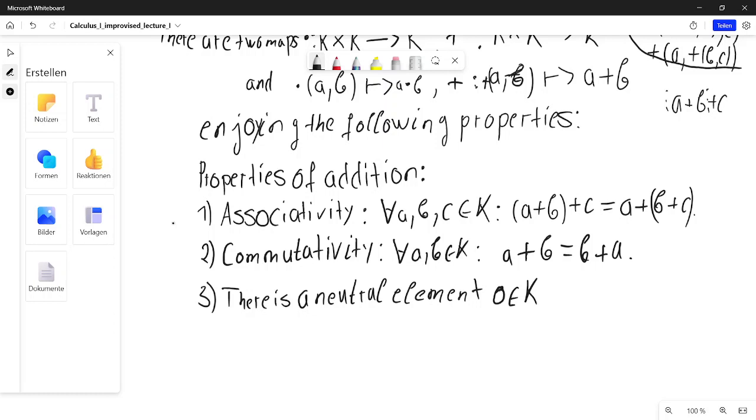That is an element in K with the following property: for all A in K, A plus 0, which is of course the same because we know it from commutativity, but let's write it down, the same as 0 plus A, is equal to A.